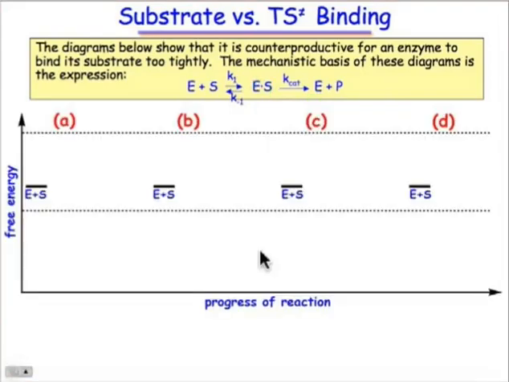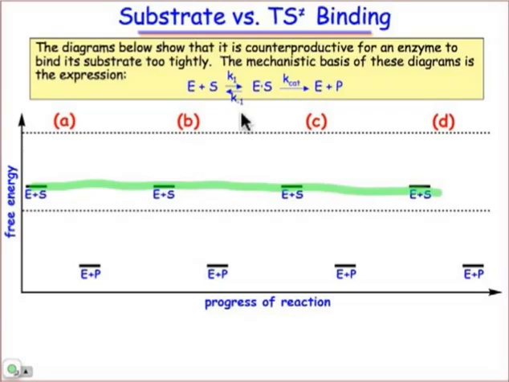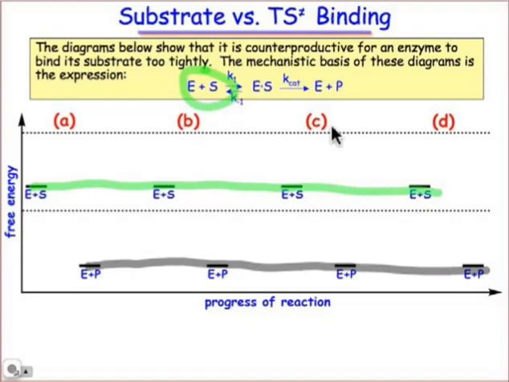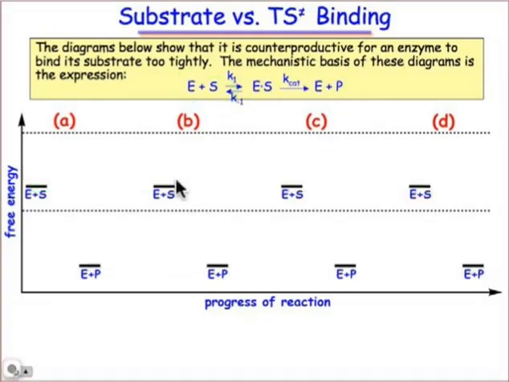We're going to answer that question by looking at reaction coordinate diagrams. We'll plot the progress of the reaction against free energy, and we're going to keep fixed the energies of the reactants, E and S, and also the energy of the product, E plus P, and we'll vary then the energy of the enzyme-substrate complex and the transition state leading to that. A through D will be variations in those terms.